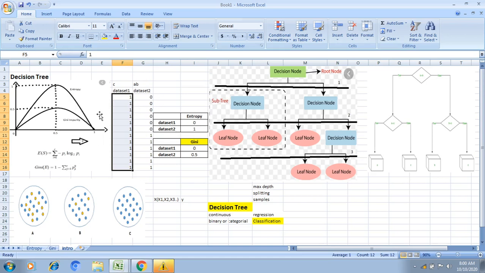Okay, before calculating, we will check what the formula for the calculation is. What is the entropy? What is the Gini? Entropy is the sum of i equal to 1 to C, minus p_i log2 p_i. Similar way, Gini equals 1 minus the sum of j equal to 1 to C of p_j squared. Okay, we can use these two formulas, then we can calculate the entropy and Gini for data set 1 and data set 2.